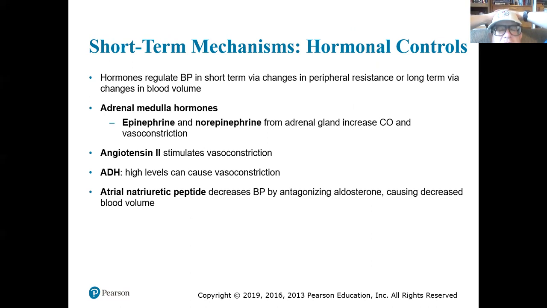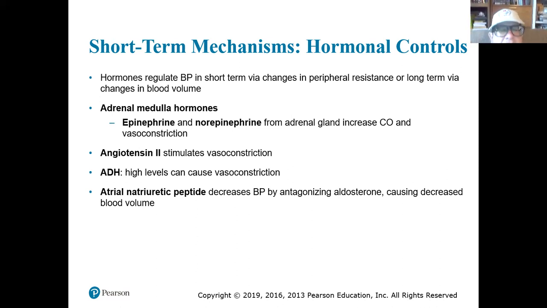Epinephrine, norepinephrine, we're talking about adrenaline, noradrenaline, from the adrenal gland, they can increase cardiac output and constriction. Angiotensin 2, this is the one we're about to talk about a lot with the renal control. Angiotensin 2 is a potent vasoconstrictor. It also is going to cause you to make aldosterone, which is going to promote salt retention. You won't pee out as much salt, and that means you'll keep water too, because water wants to dilute salt.